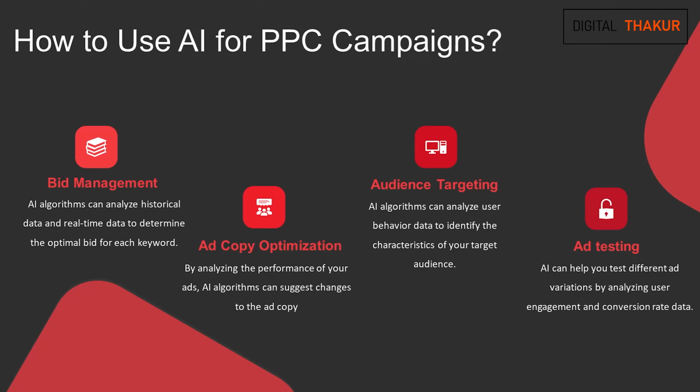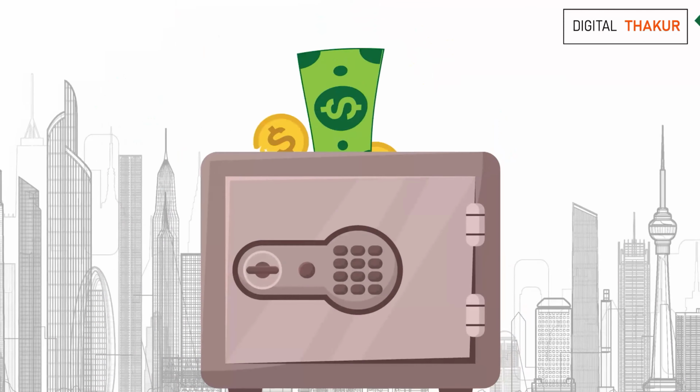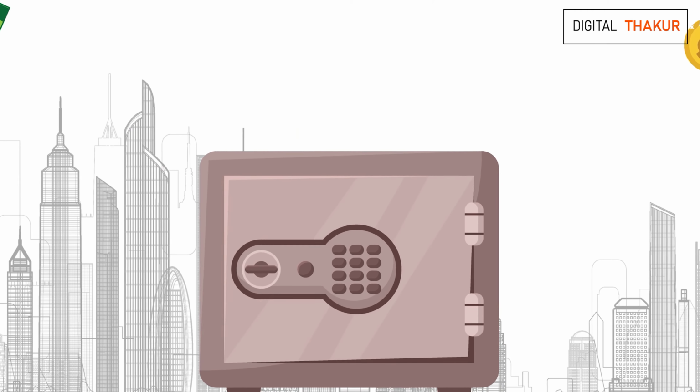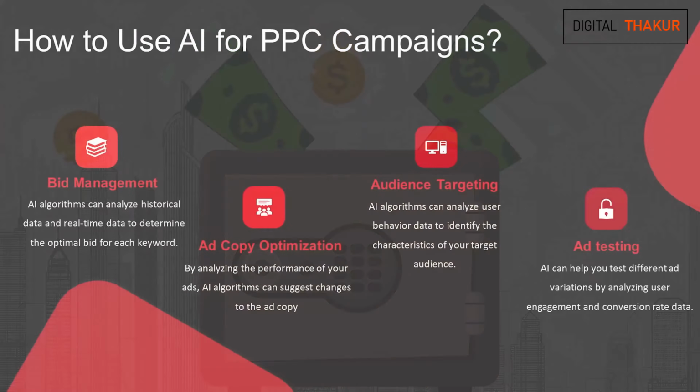Bid management is one of the most critical aspects of PPC campaigns, and AI can help you with that. AI algorithms can analyze historical data and real-time data to determine the optimal bid for each keyword. This means that you can save money on irrelevant clicks while ensuring that your ads reach the right audience.